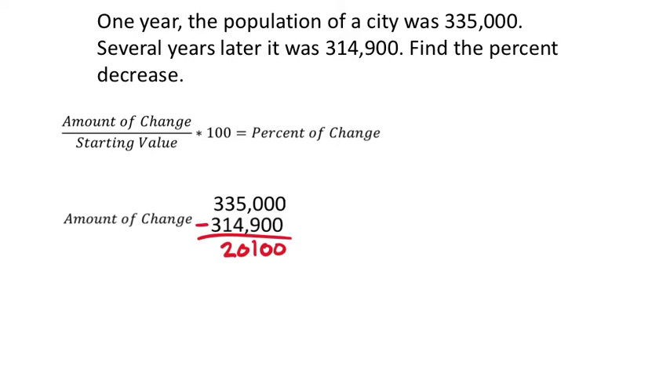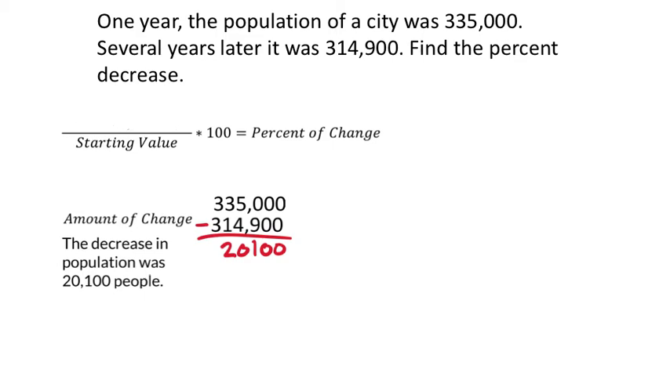Now, that's the amount of change, right? But let's be a little bit more clear here. This was the decrease in population. It was this much, the 20,100 people. So in other words, between whatever years this is, the city lost 20,100 people. Maybe they moved out, maybe they passed away, who knows? But the population has lost 20,100 people. Well, as sad as that may sound, we're just doing this mathematically.